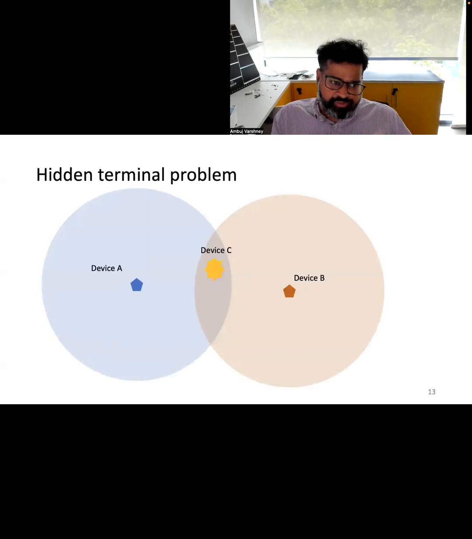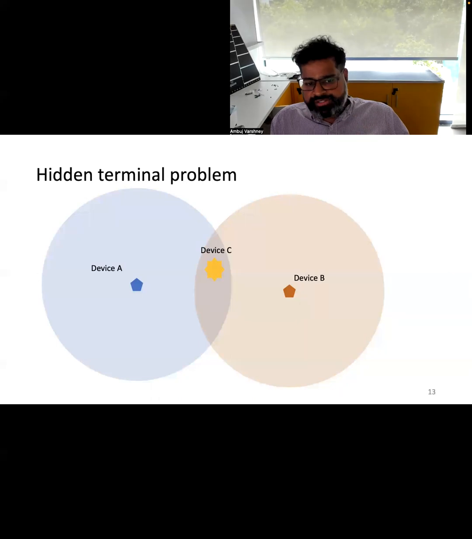Let's look at this figure. We have three devices, A, C, and B, and devices A and B both want to communicate to device C. Let's say that device A is transmitting to device C. What happens is that device B cannot listen to device A's transmission, and thus it doesn't know if device A is transmitting. So what can happen is that device A starts transmitting to device C, and since device B cannot hear device A, it also starts transmitting to device C.